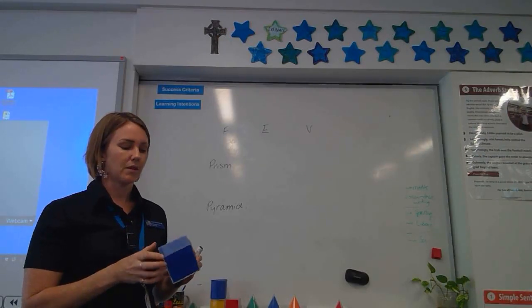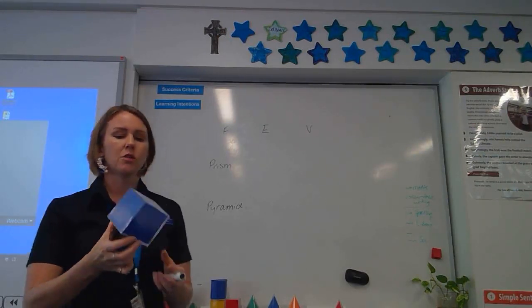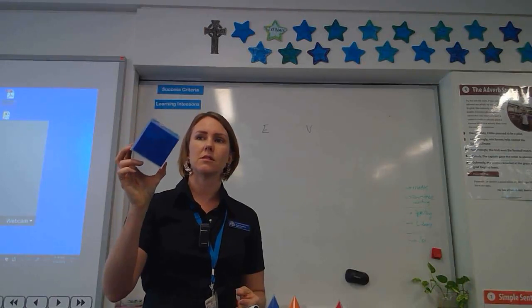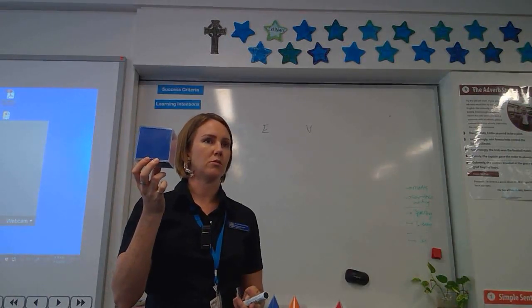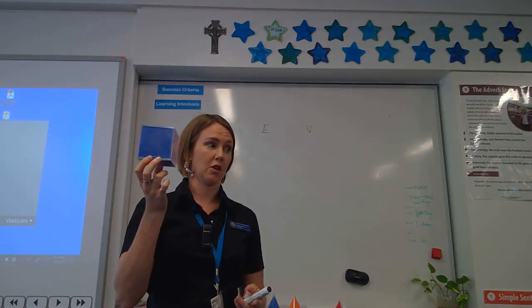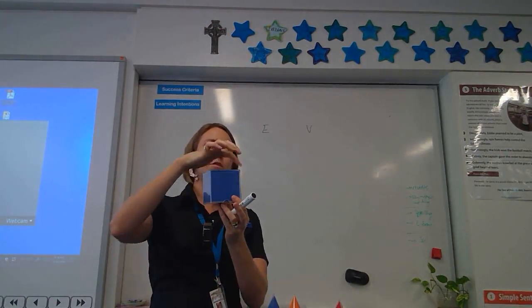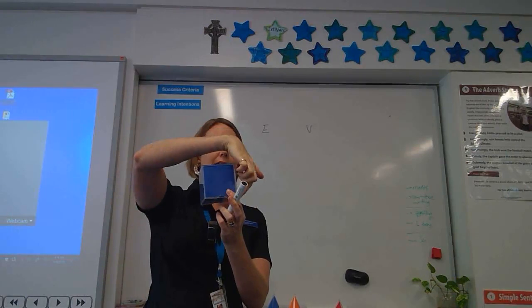Okay, so tell me, on this cube, how many vertices does this shape have? Vertices. You know them as corners too, but we'll use the mathematical terminology. 8, great. So 1, 2, 3, 4, 5, 6, 7, 8.